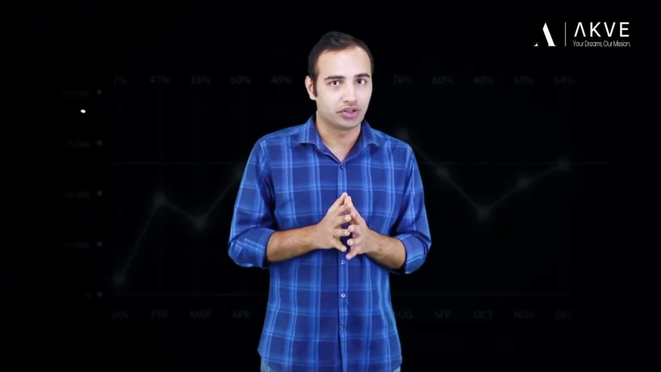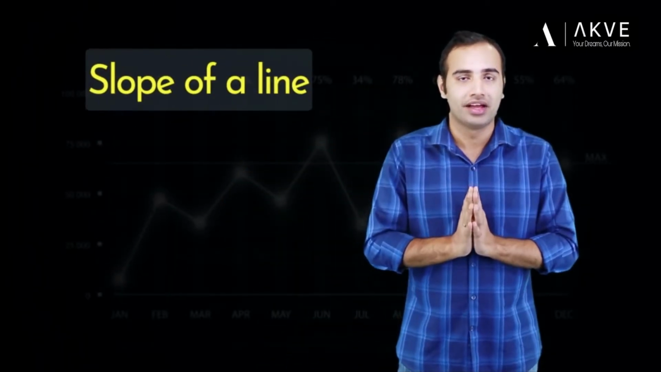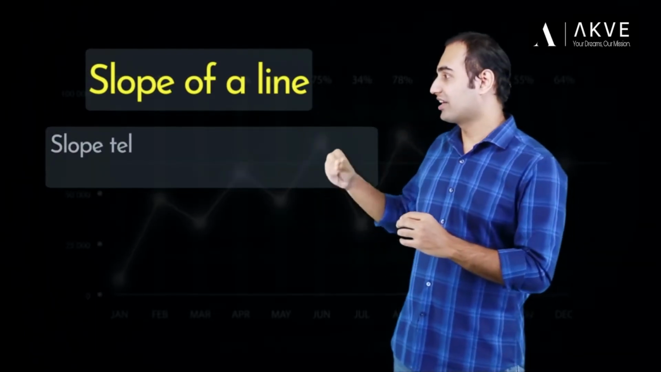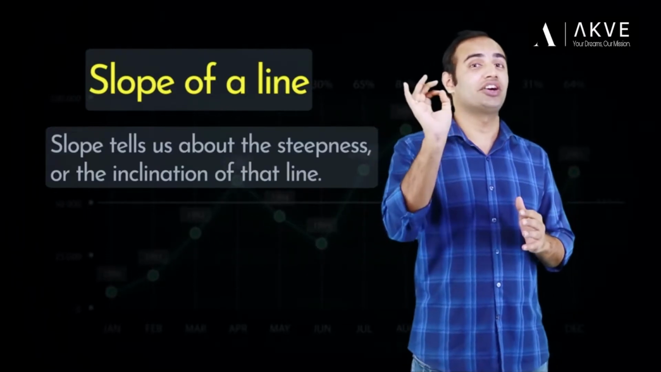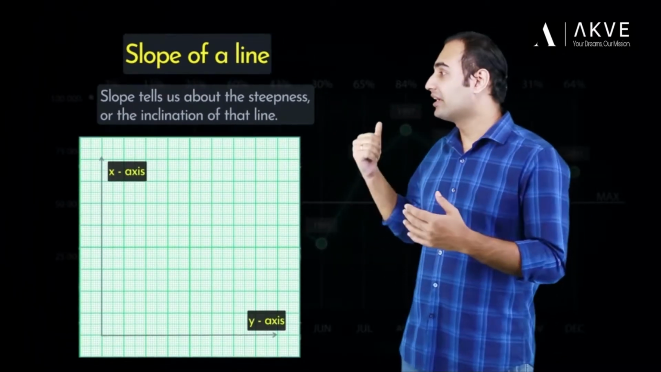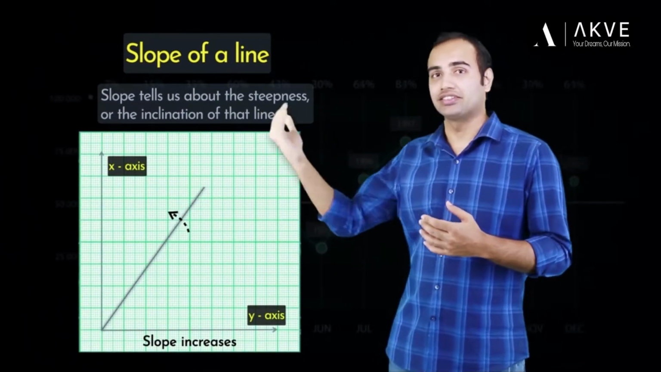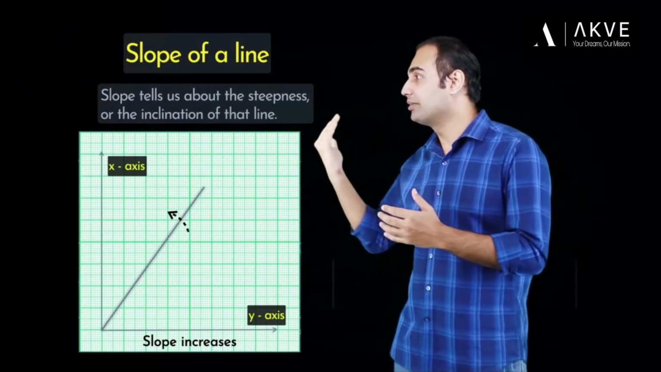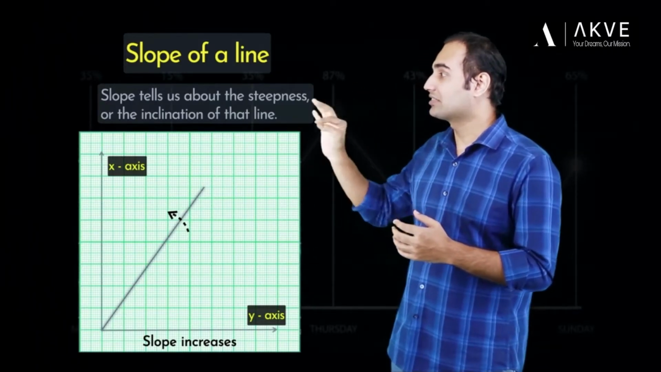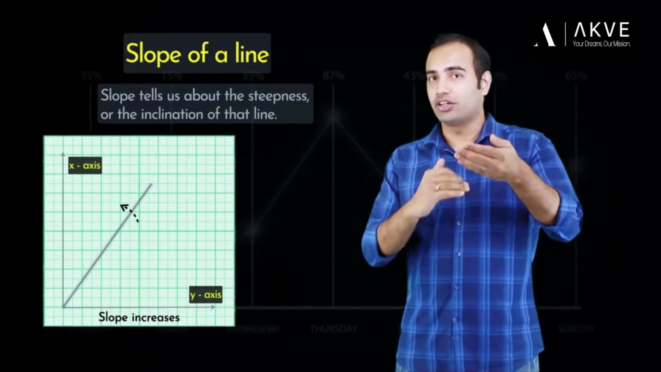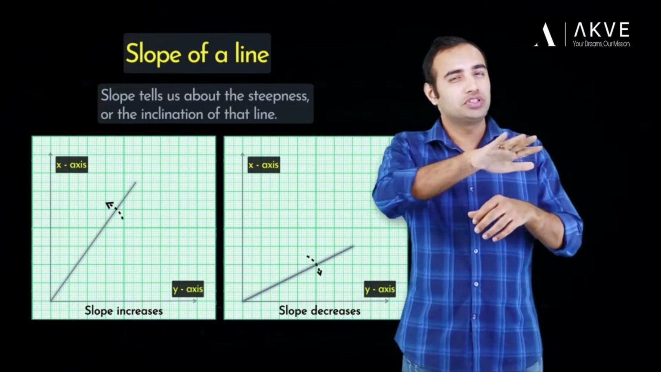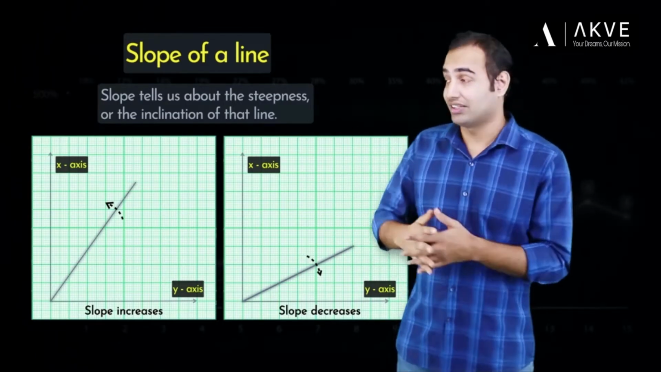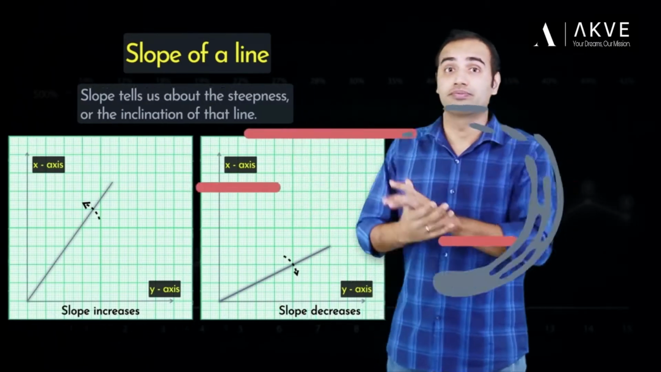Now at this point, I want to talk about a new concept called the slope of a straight line. In mathematics, slope of a straight line essentially tells us about the steepness or the inclination of that line. So if a line inclines more towards the y-axis, it appears visibly steeper. Therefore, we say that such lines have a high slope. On the other hand, if a line inclines more towards the x-axis, it looks visibly flatter. Therefore, we say that such lines have low slopes.